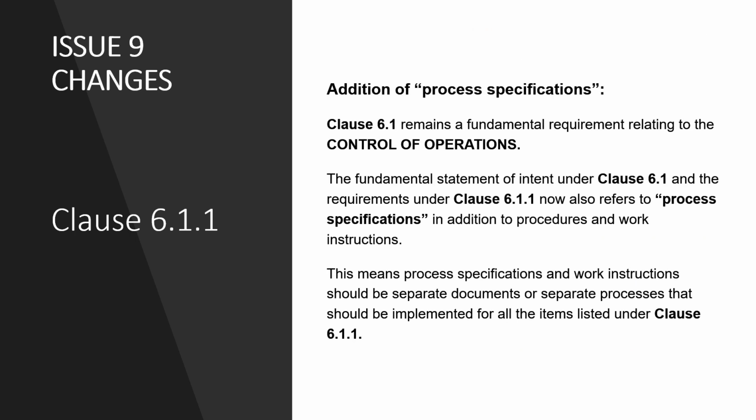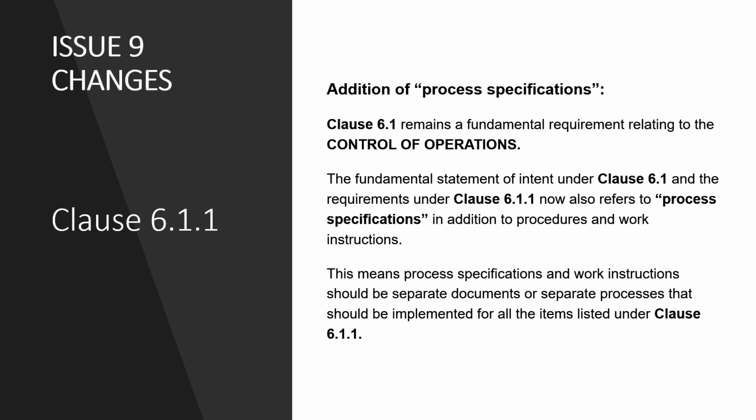Let's now look at the changes under 6.1.1. There have been slight changes and they are as follows. The first change is the modification of the first paragraph of the requirement, where the statement that in version 8 read as follows: the specifications or procedures as appropriate shall include, has now been modified to read as follows in version 9: the process specifications and work instructions or procedures as appropriate shall include.